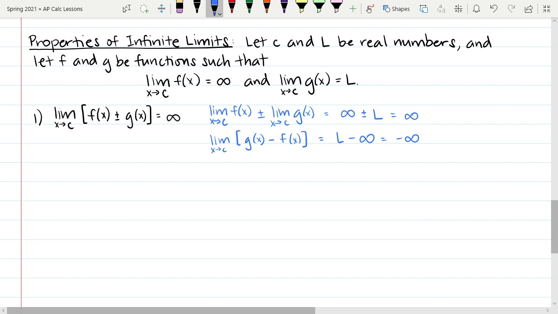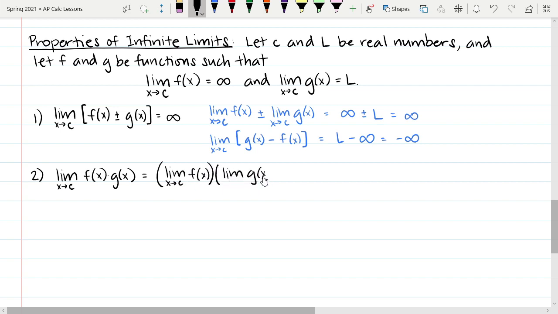All right. The second property deals with the product of these two functions. If I have the limit as x approaches c of f of x times g of x, well, remember, the limit of f of x was infinity. The limit of g of x was L. You also learned last week that the limit of a product is the product of their individual limits, which means I've got an increasingly large number times a constant.